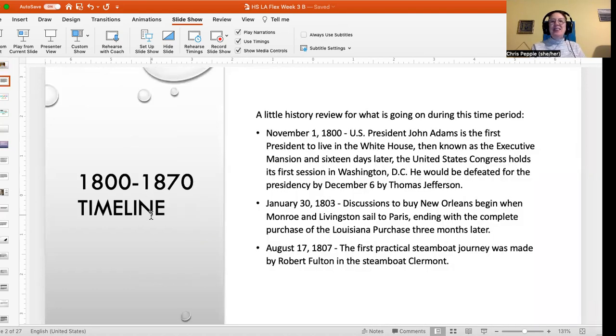1800 to 1870. There's a lot going on in the United States. This is a huge time of change. From 1800 to 1870, it's almost a totally different nation by the end of this time period. One interesting fact: November 1st, 1800, US President John Adams is the first president to live in the actual White House. Before this, presidents lived in different locations, but now we have a formal presidential home and a presidential office.